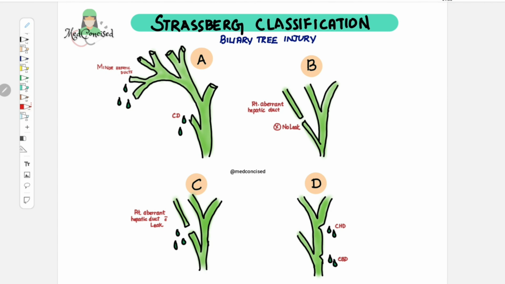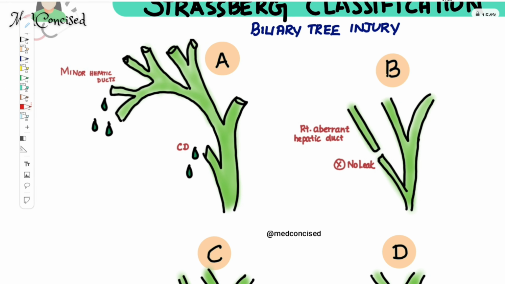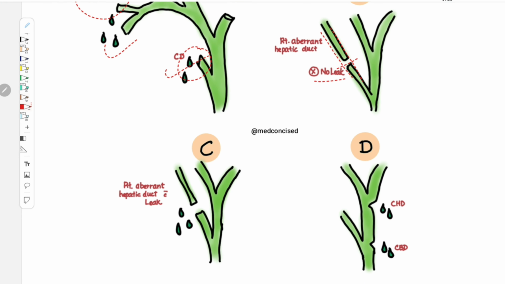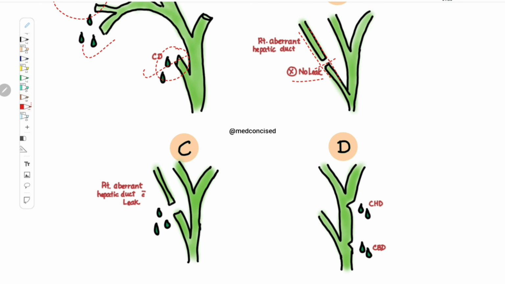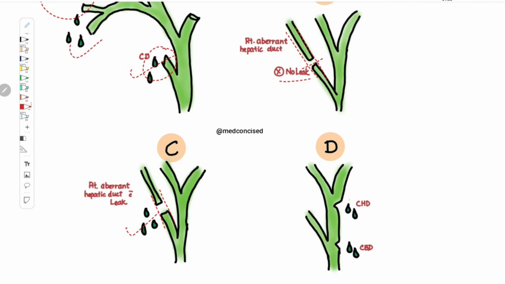Then see about the Strasberg classification of the biliary tree injury. In type A, there is injury to the minor hepatic ducts and the cystic duct with the presence of a leak. In type B, the right aberrant hepatic duct is divided or injured, but there is no leak. In type C, the same right aberrant hepatic duct is injured with the presence of a leak. In type D, there is lateral injury to the common hepatic duct or the common bile duct.